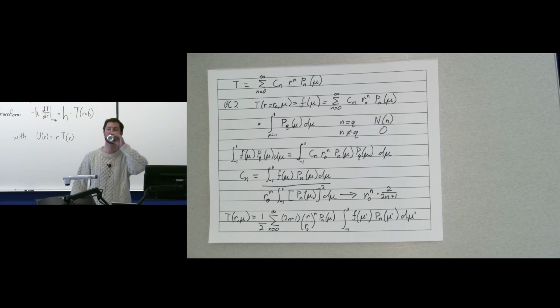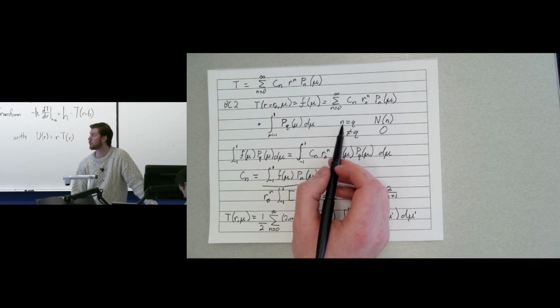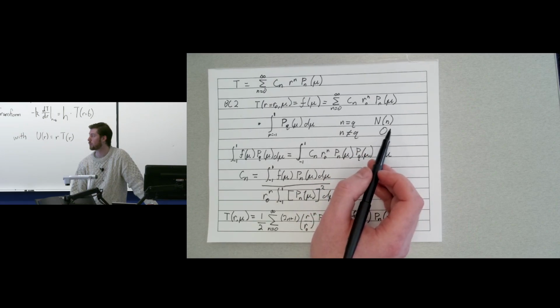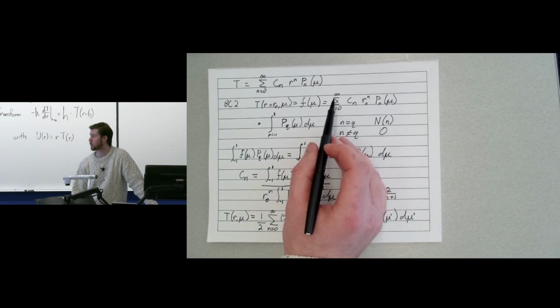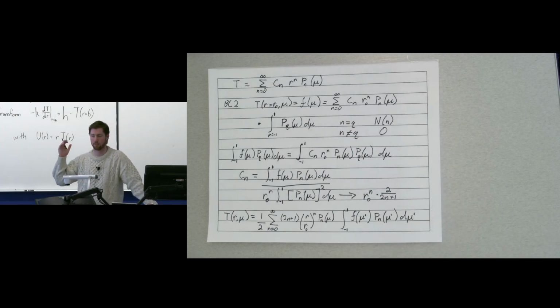Yes? For C_n in the numerator, why is it P_n instead of P_q? It could be P_q, but when we apply orthogonality here, we see n is equal to q, and we get the norm. So when we go through our summation and this comes out, it becomes synonymous. The only time we're evaluating is if n is equal to q, so you could write it as q and it'd be the same thing.